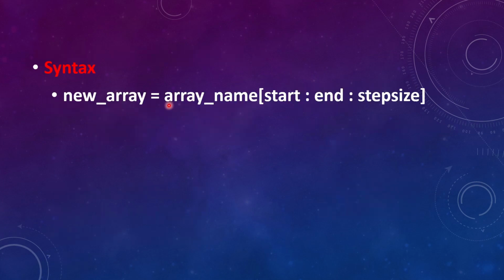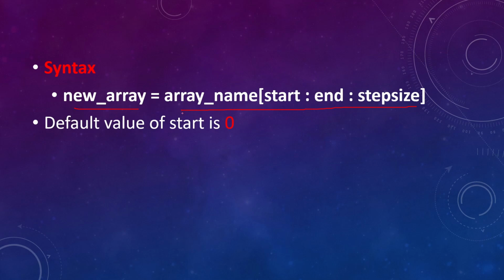Now let us understand the syntax of slicing. First we have to mention the array name, then inside the square brackets there are 3 parameters or arguments. First is the start, second is the end, and the third is the step size. We will understand each and every parameter in detail, and this whole expression will give us a new array and we will store it in a new array.